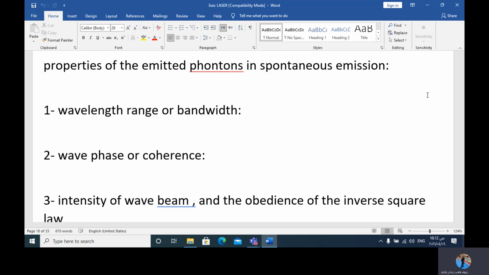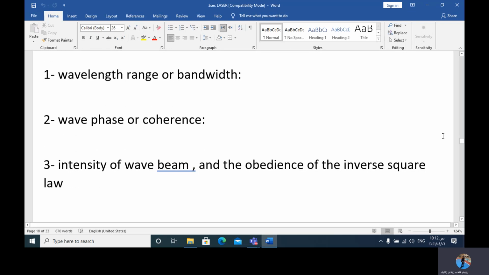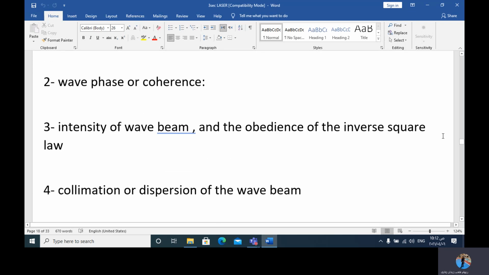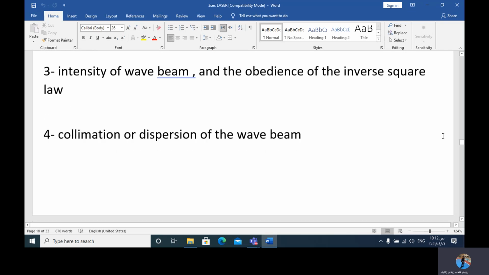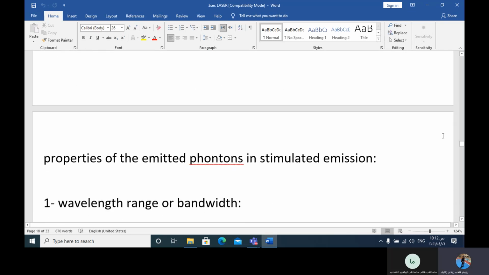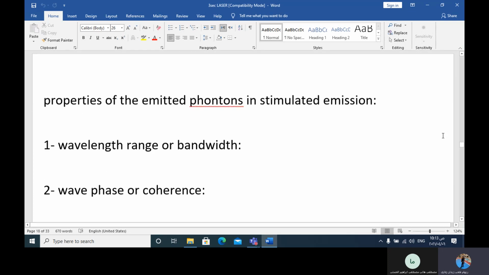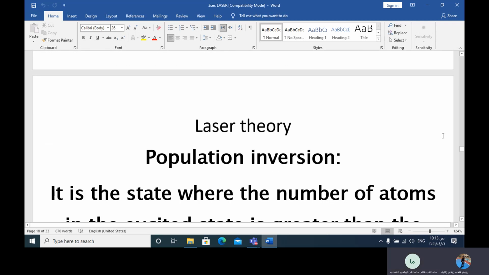In spontaneous emission and in stimulated emission, we have differences between both of them concerning certain points. Point number one, the wavelength range or bandwidth. The second feature is wave phase or coherence. Three, the intensity of wave beam and the obedience of the inverse square law. And number four, the collimation or dispersion of the wave beam. If we look now at the properties of the emitted photons in stimulated emission, we care about also the same features because they are everywhere.